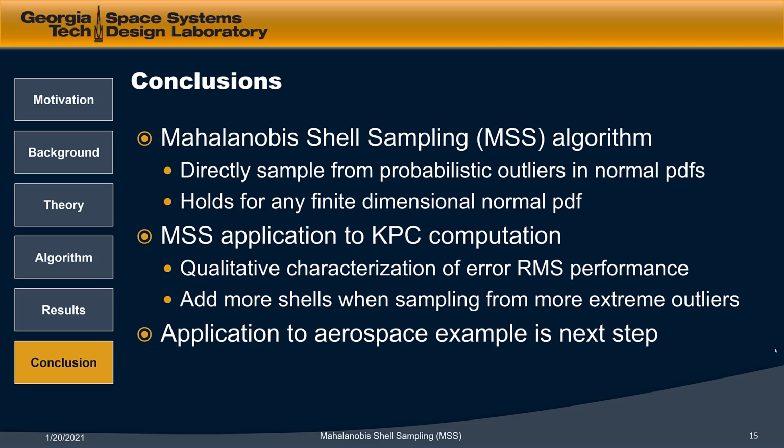In conclusion, the Mahalanobis shell sampling algorithm, or MSS, was developed in order to directly sample outliers from any normal probability distribution in finite dimensions. Then, we applied MSS to computing the kinematic probability of collision, or KPC, in a low dimensionality dynamic example. The main lesson from KPC residuals to be learned is that increasing the number of shells is needed when sampling for more extreme outliers.